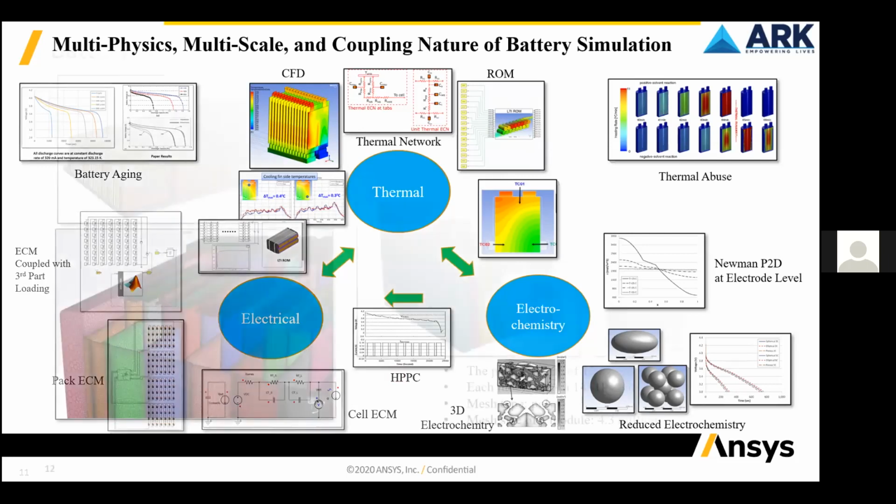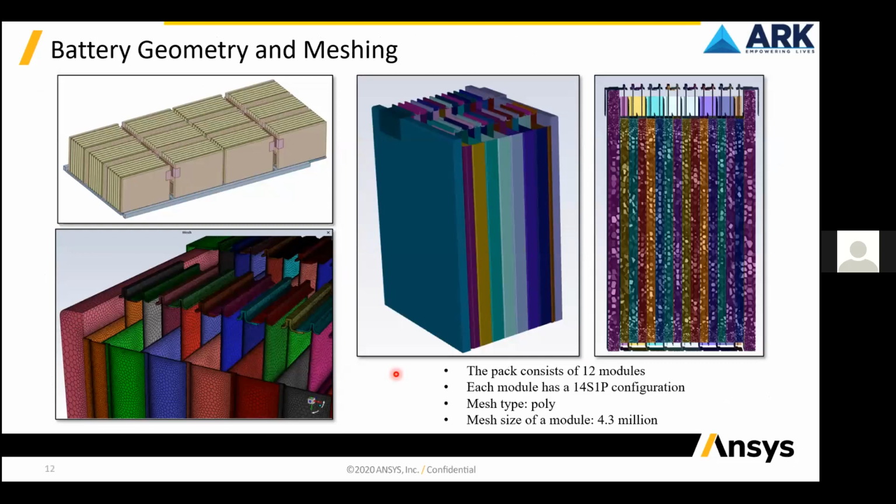Okay, then talking about the battery geometry and meshing. Here you can see you can easily create a complete battery pack with the help of a modeling tool, that is ANSYS SpaceClaim. And then, as we have seen yesterday in Fluent meshing, we can very easily create a mesh. Here you can see the model that has a 14 series and one parallel configuration. This complete battery module has 14 cells in series and one in parallel, and for this a 4.3 million mesh count is created with polyhedral elements very easily.